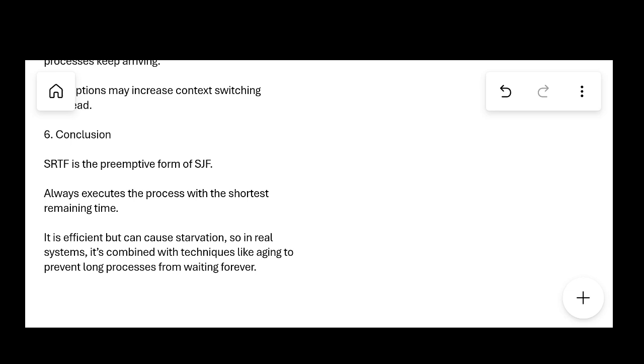So basically, this algorithm is smart, because it dynamically adapts to the current situation to improve performance instead of blindly following arrival order or fixed rules.